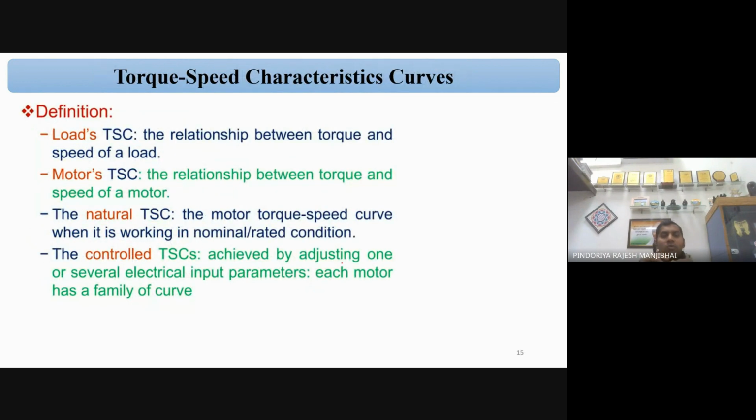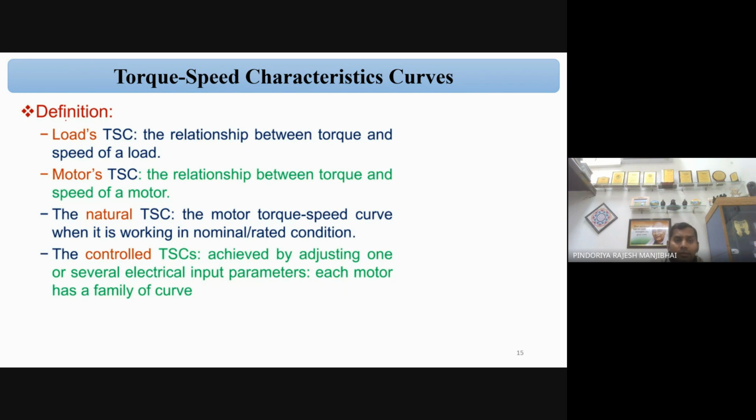So now the next topic is the torque speed characteristic curve, otherwise the torque speed characteristic of the electric drives. And why do we have to discuss this torque speed characteristic? Because we have to design our drive system, correct? Maybe the AC drive, maybe the DC drives.